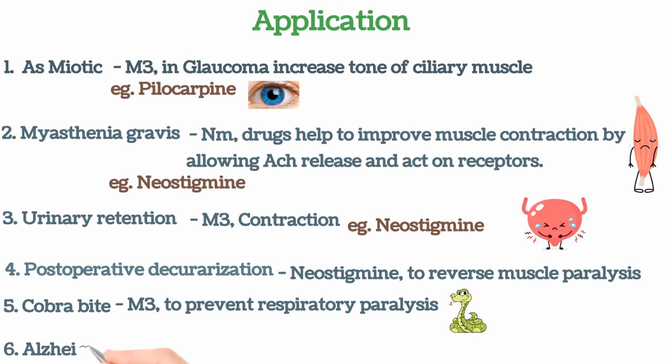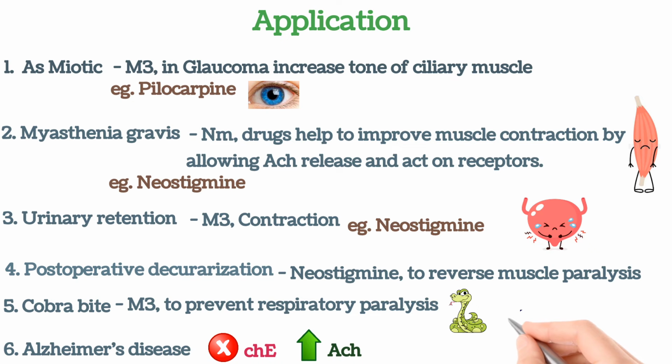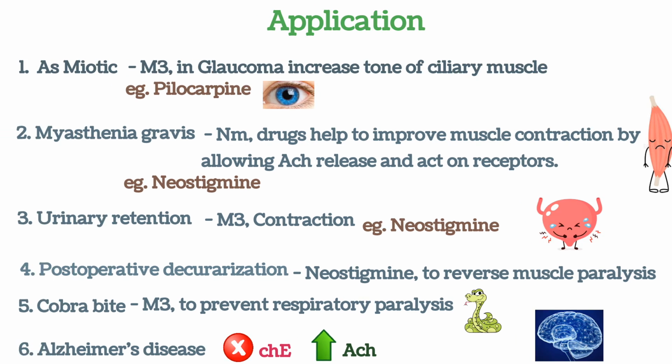Sixth, we have already discussed in Alzheimer's disease, it blocks this acetylcholinesterase action to increase the level of acetylcholine. Means it acts as an anticholinesterase and helps to transmit the signal from neuron to neuron by increasing the level of acetylcholine. Miosis, myasthenia gravis, urinary bladder.